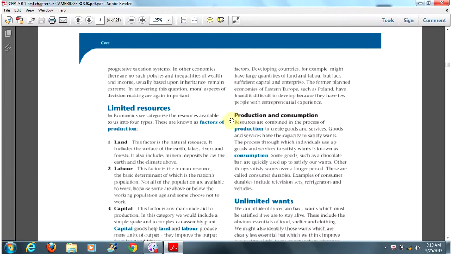Production and consumption. Resources are combined in the process of production to create goods and services. Goods and services have the capacity to satisfy wants. The process through which individuals use up goods and services to satisfy wants is known as consumption. Some goods, such as a chocolate bar, are quickly used up to satisfy our wants. Other things satisfy wants over longer periods. These are called consumer durables. Examples of consumer durables include television sets, refrigerators, and vehicles.